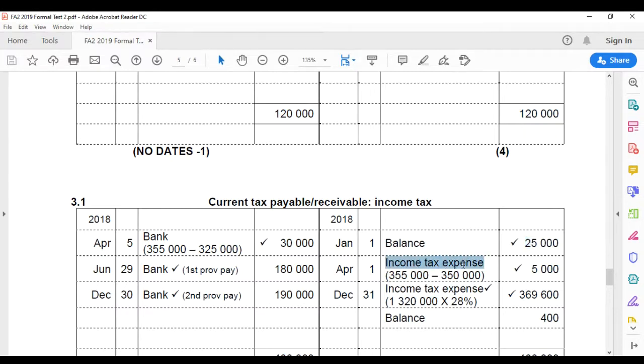We have to increase the provision for income tax. So we debit our income tax expense account, and we increase our liability towards the Revenue Service with the difference between what they said our real expense should be and the expense that we estimated or provided for at the end of the previous year of assessment. And that difference is 5,000 rand. So we're going to credit the current tax payable or receivable income tax account with that 5,000, and as we've said, we debit the income tax expense account with 5,000 rand.